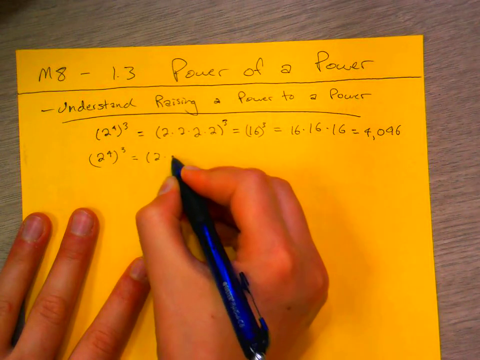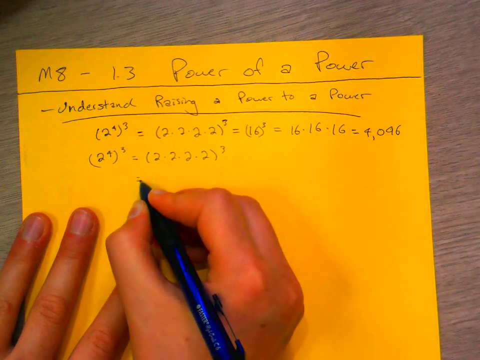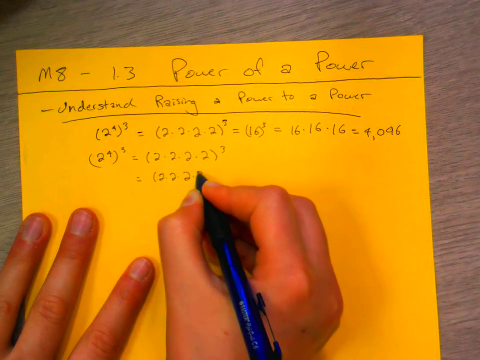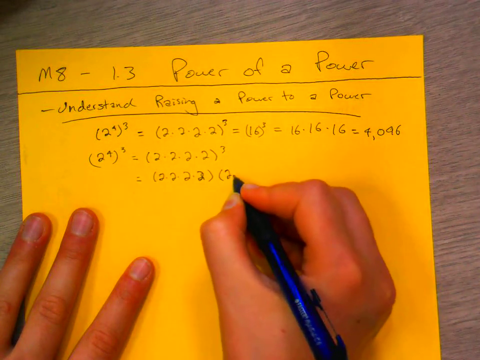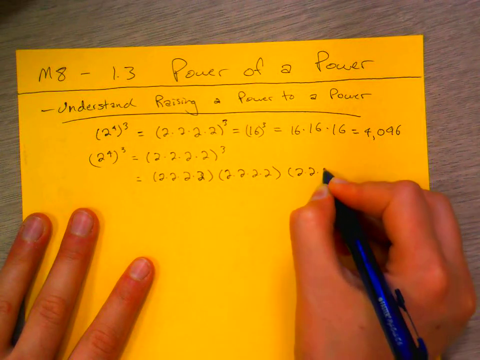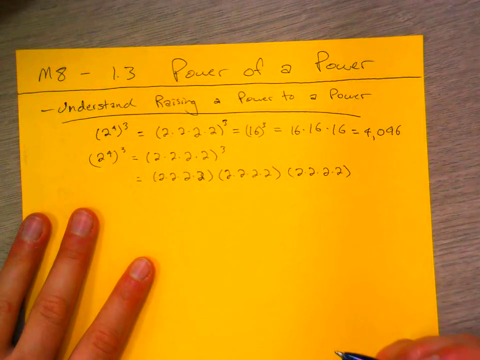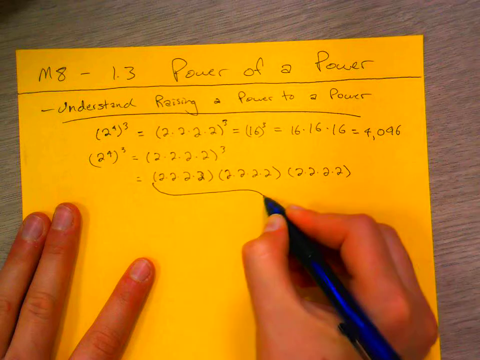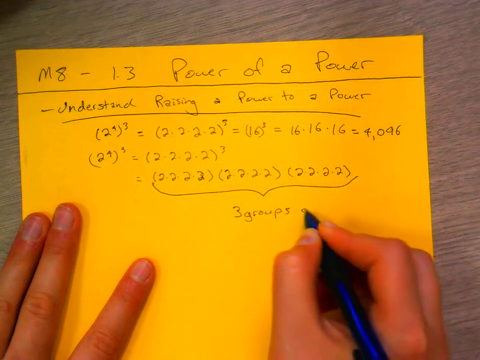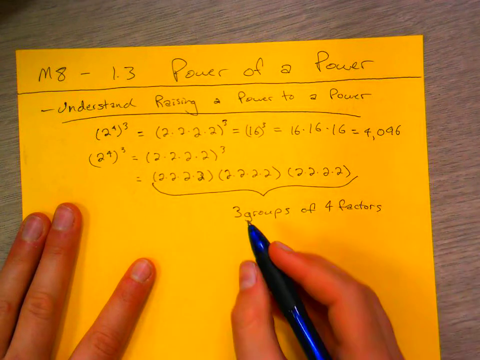Again, we'll separate it out: 2 times 2 times 2 times 2, cubed. We're going to separate it out even further: 2 times 2 times 2 times 2, 2 times 2 times 2 times 2, 2 times 2 times 2 times 2. We fully expanded it because it's cubed, so it's 3 times the whole expression. And let's just label this. We have 3 groups of 4 factors, 4 factors in each.